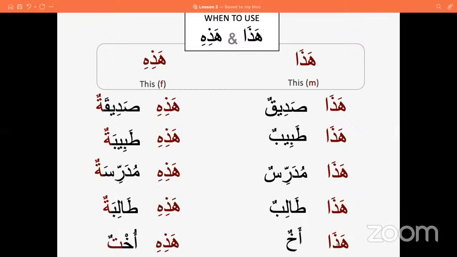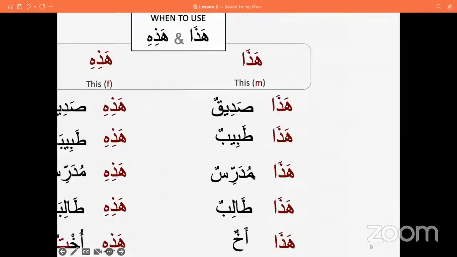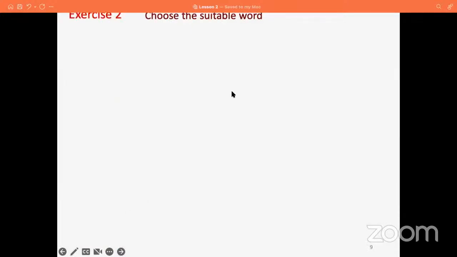If you switch any of these around, it would be considered a grave error, right? Because if you tell your friend, oh, a male doctor, and you say هذه طبيب, it's like you're calling the male doctor a female, and the same with a female. You say هذا طبيبة, it's also like you're calling the female doctor a male, right? So we don't want to do that, obviously. So we're going to remember this. Okay. Quick exercise. طبيب. Would I say هذا or هذه طبيب?